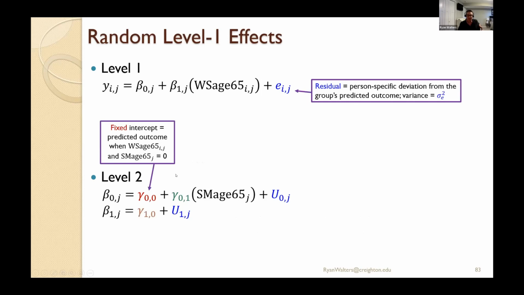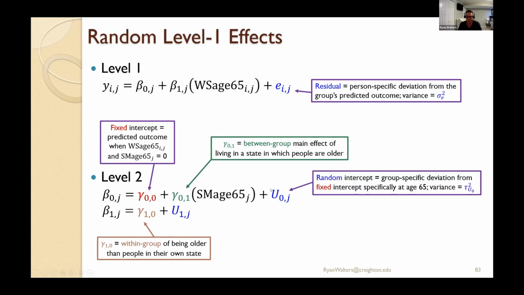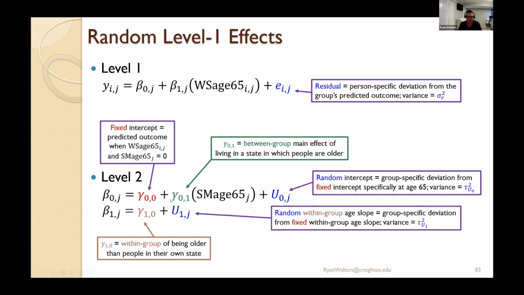The fixed intercept is still when within state and state mean age equals 0. The fixed effect of within state age is that pure within group effect of being older than people in your own state. The between state effect is that pure level 2 main effect of living in a state in which people are older. The random intercept now is still conditional though on people being at their state's mean. This is wrong. We should say at their state's mean. Okay, but it's still conditional on this predictor being 0. The random slope, I'm going to write that down by the way, slide 83.